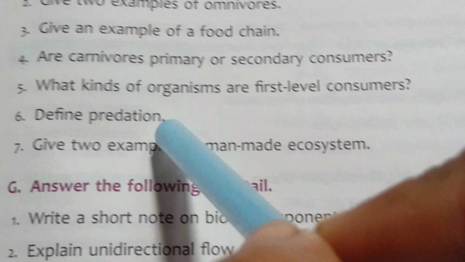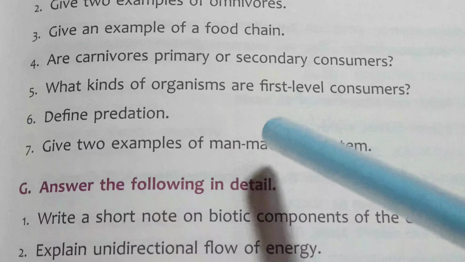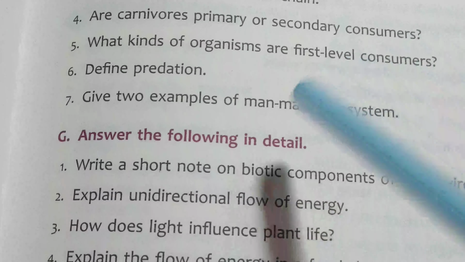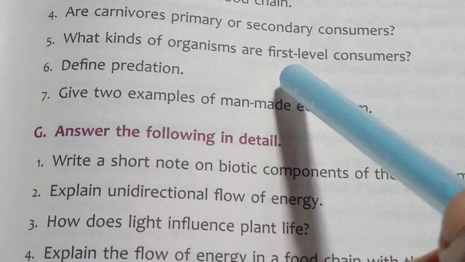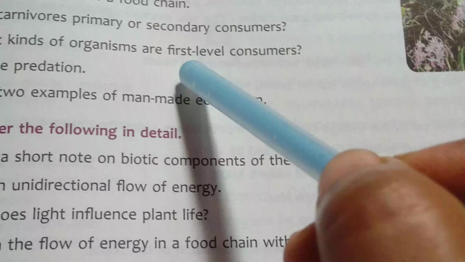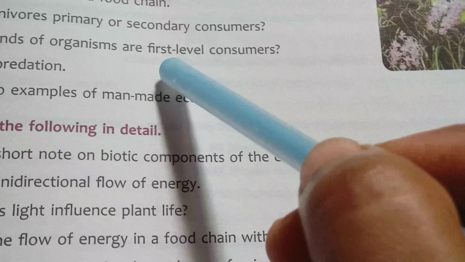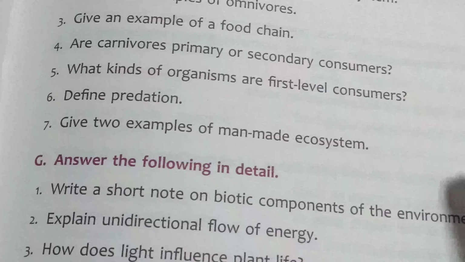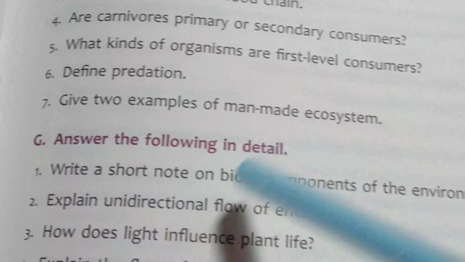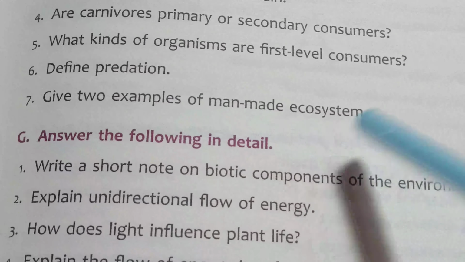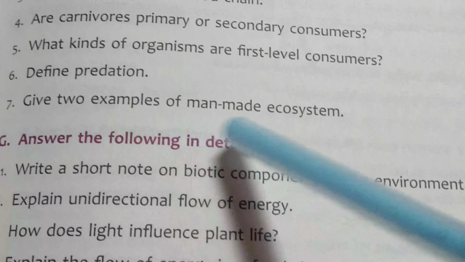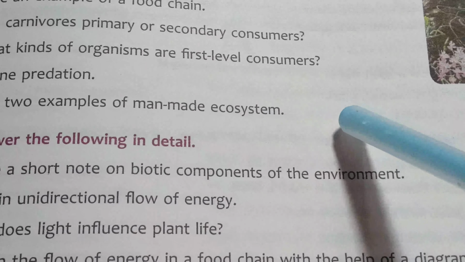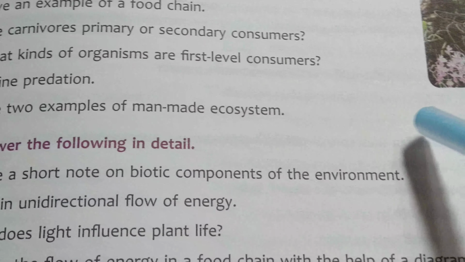Define predation. What is predation? Predation is a relationship where one animal or one organism captures and eats another organism. That is predation. Give 2 examples of man-made ecosystem. 2 examples of man-made ecosystem: either aquarium or apiary, poultry, etc.